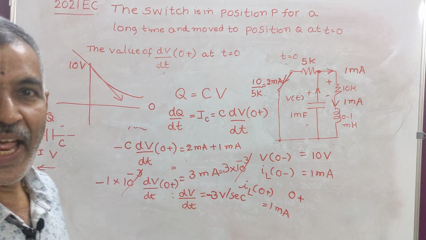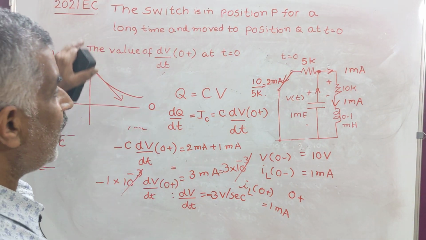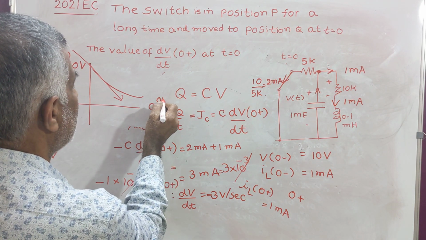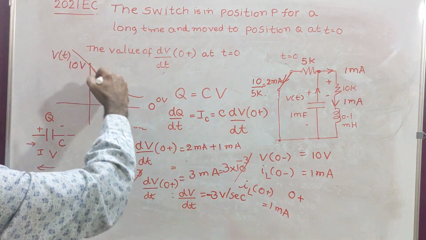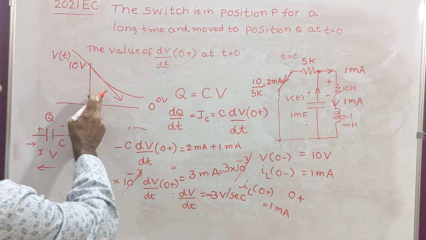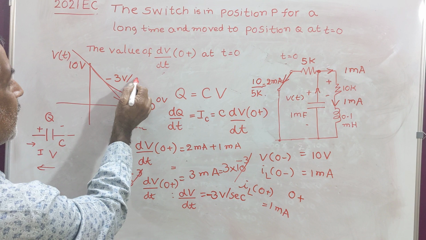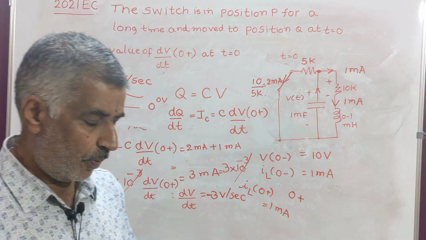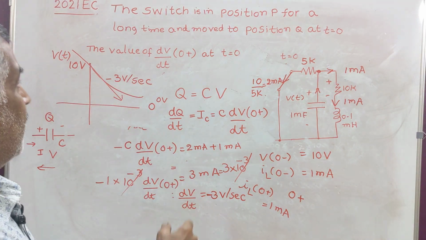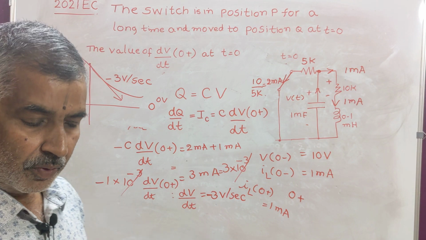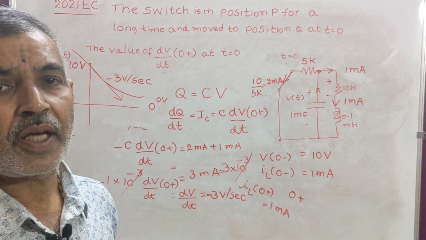Now, if you draw the tangent, this is the voltage drop across the capacitor. It is falling from 10 volts to 0 volts. At t equal to infinity, it is going to fall to 0 volts. If you draw the tangent to this curve, it has a negative slope, that is minus 3 volts per second. I hope students have understood this concept. It cannot be plus. That is why in the multiple choice, to confuse students, another answer is also given as 3 volts per second, which is not correct. Thank you.